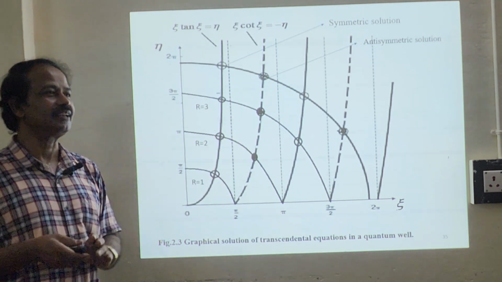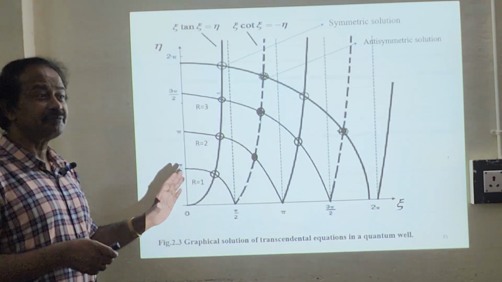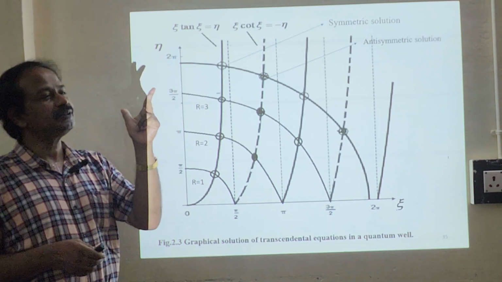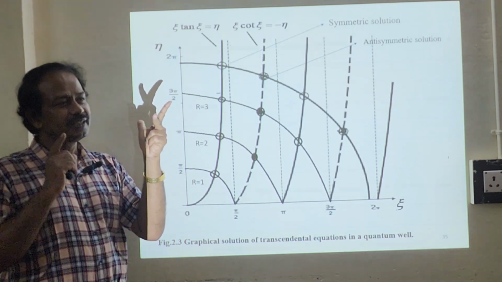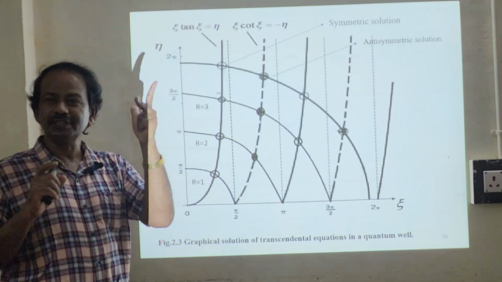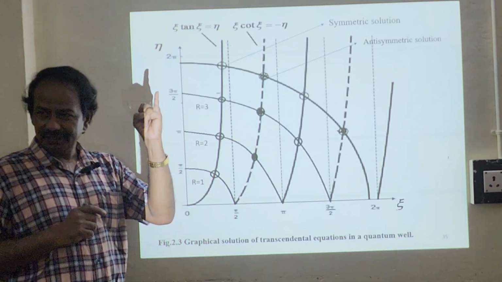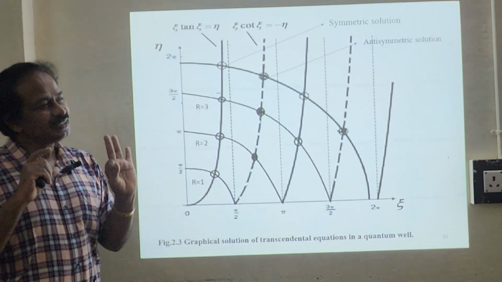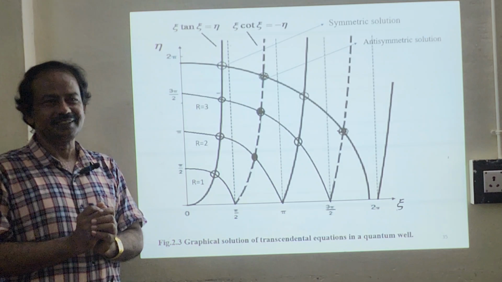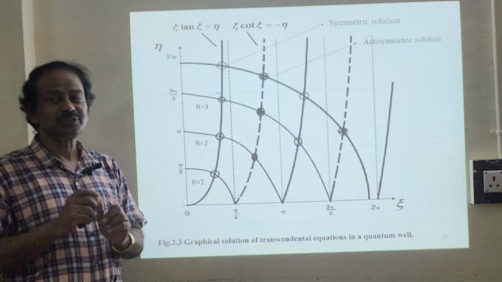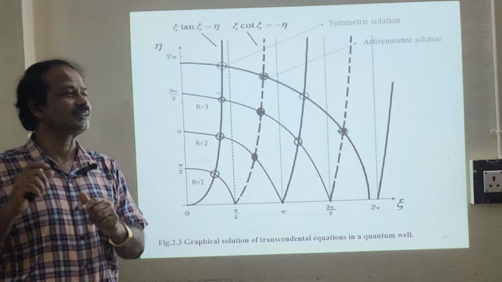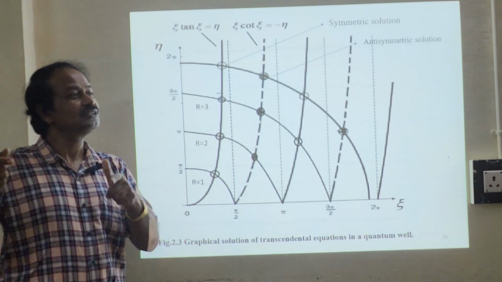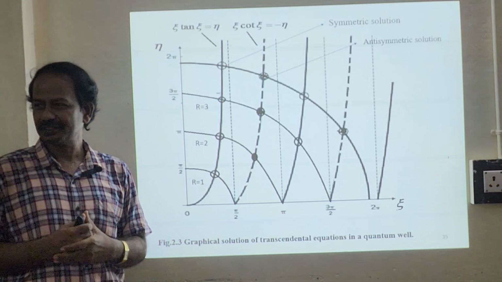So this is the graphical solution for symmetric and antisymmetric. We have seen three things. Can you remember? Xi squared plus eta squared equal to r squared. Xi is one term, eta is another term, r is another term. What is the equation for any circle? X squared plus y squared equals r squared. You just remember this one, xi squared plus eta squared equal to r squared. So r is the radius of the circle.